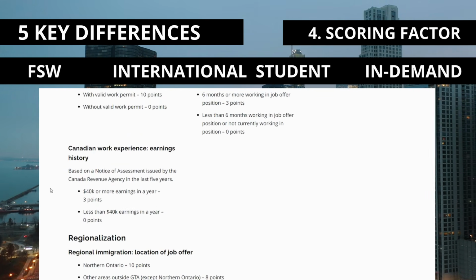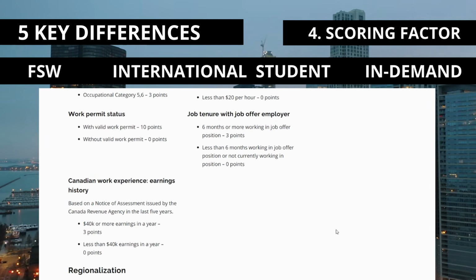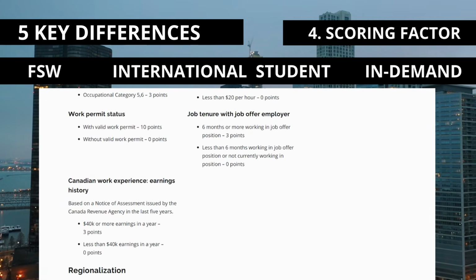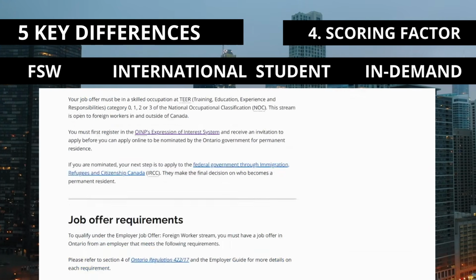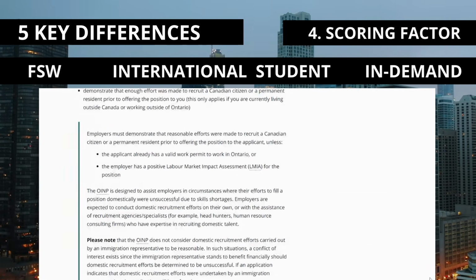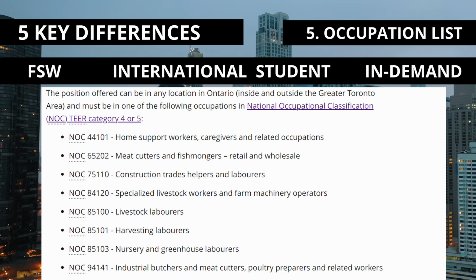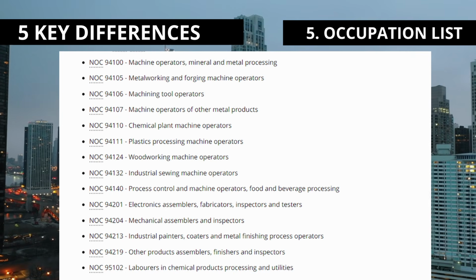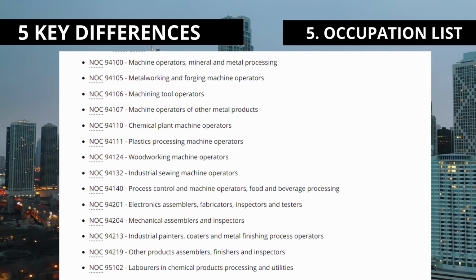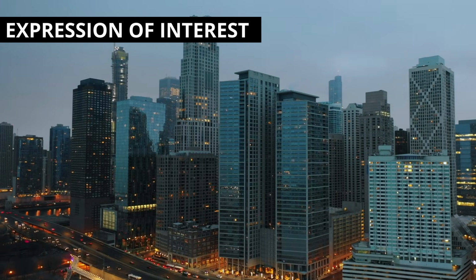Candidates can also get extra 3 points if they earned over $40,000 in 1 year in the last 5 years in Canada. However, this does not apply to the foreign worker stream, as these candidates have not worked in Canada yet. Now this last point is very important. If you're applying under the in-demand skill stream, the job offer must be for the following eligible NOC code occupations only.